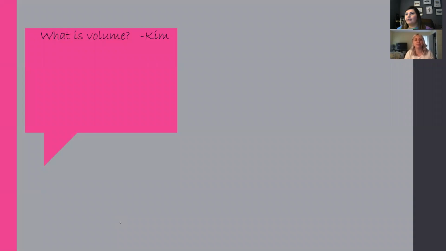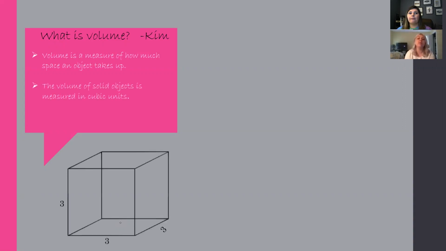So we've talked about, of course, radius and area, surface area, but what about volume? Kim, can you tell us what even is volume? Yeah, of course. Volume is a measure of how much space an object takes up. Like this laptop I'm recording with, it takes up space, my lamp takes space, you take space. Every object takes space. So the volume is a solid object that's measured in cubic units.